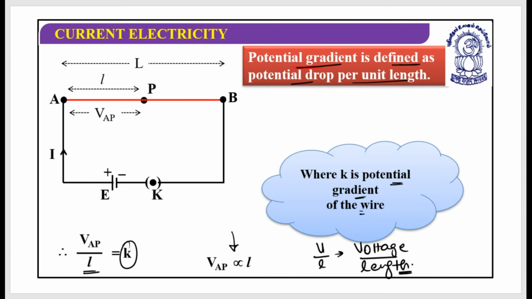Please do remember, when the word gradient is there, this represents that a certain quantity is divided by length. In class 11 you might have come across the temperature gradient. It's temperature divided by length. Now it's a potential gradient, it's potential divided by length. So when gradient is there, it means it is divided by length.